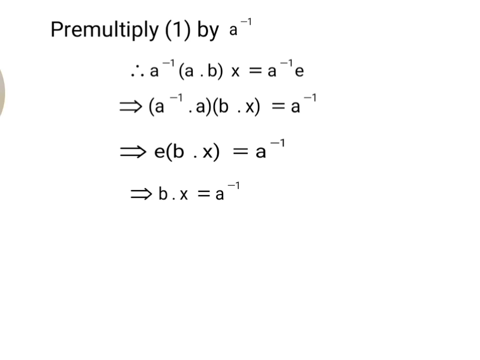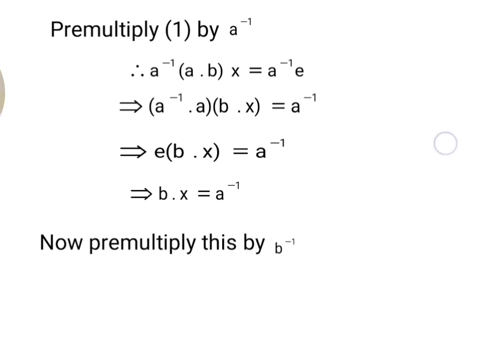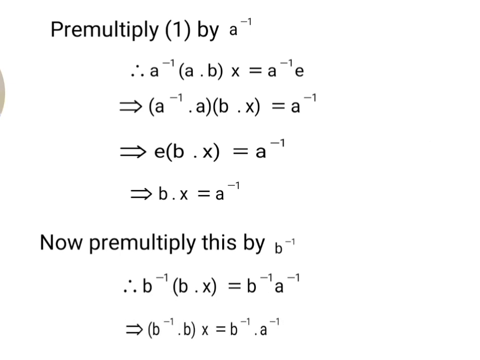Next we pre-multiply this last step by B inverse. So after multiplying this last step by B inverse, we get B inverse into BX is equal to B inverse into A inverse. By associativity, (B inverse B) into X equals B inverse into A inverse. Again this B inverse into B becomes identity, so we write E into X is equal to B inverse into A inverse. That means X is equal to B inverse into A inverse.